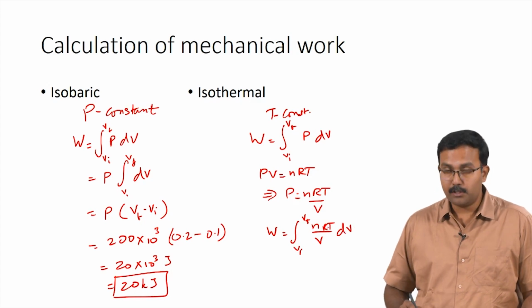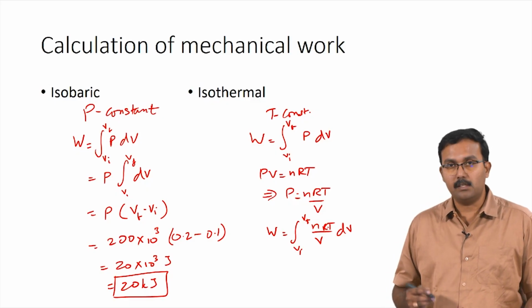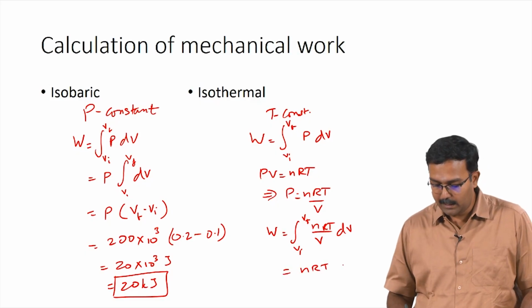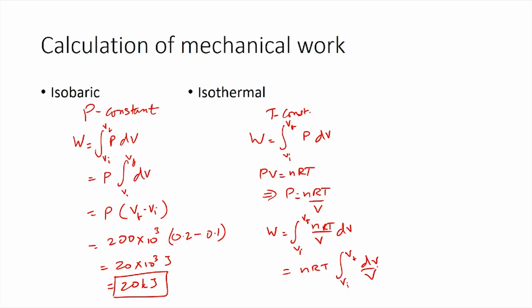So, temperature is a constant, number of moles is not changing because there is no reaction which is happening here. R is the universal gas constant, which is also a constant. So, this equation then becomes nRT times integral of V initial to V final dV divided by V. So, this can then be solved as nRT times ln of V final by V initial. So, integrating and applying the limits, we get this equation.